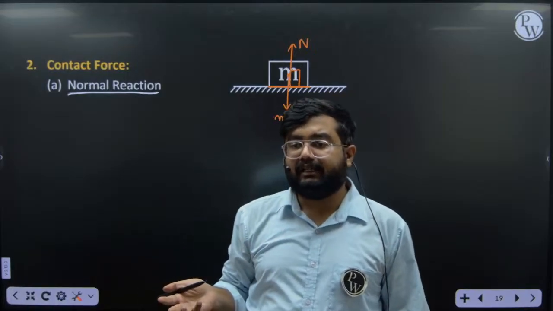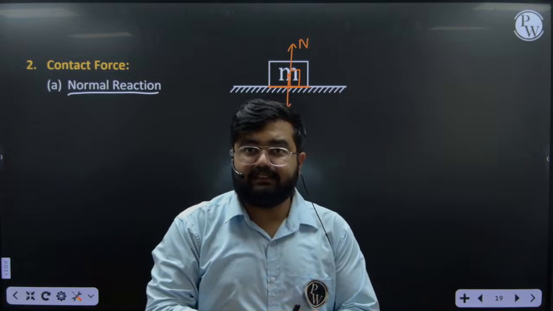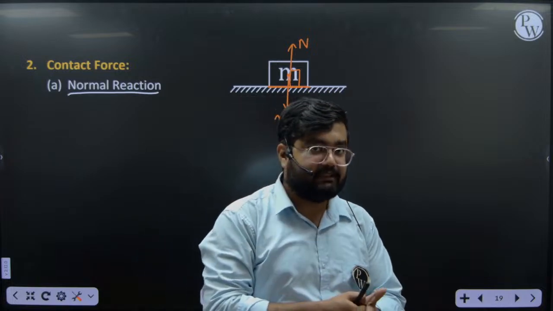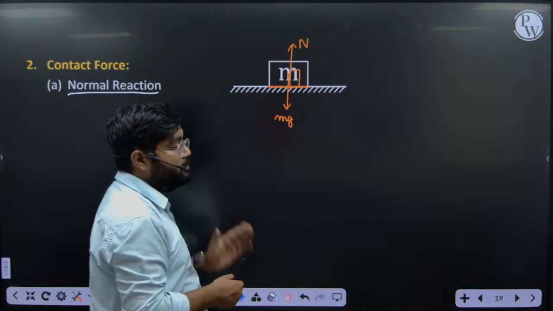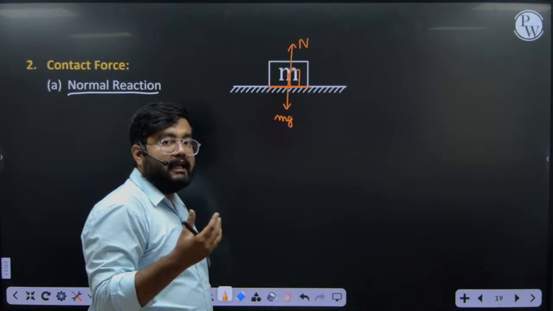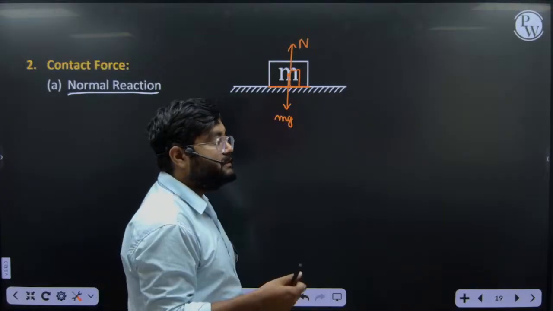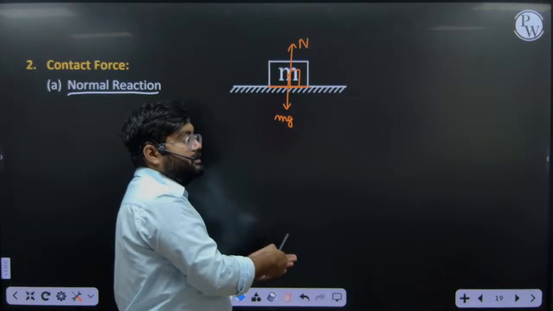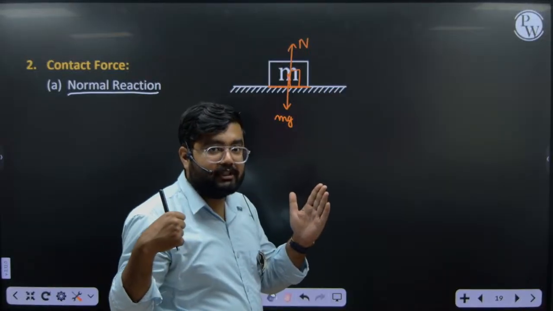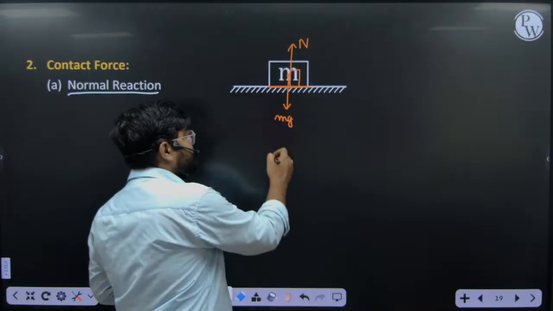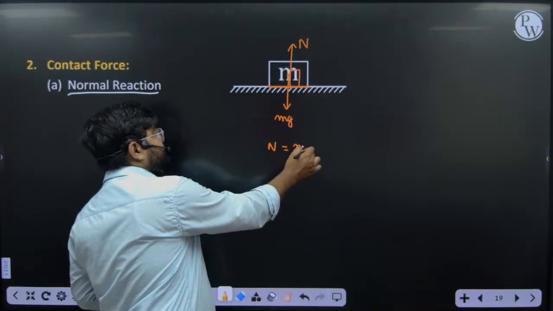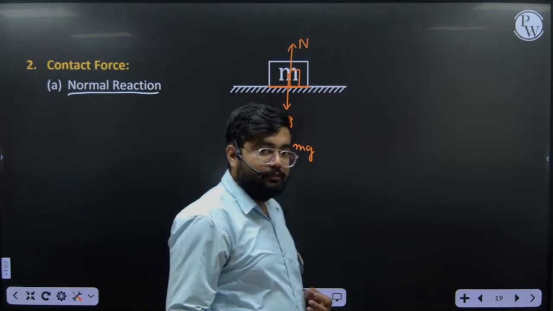Normal is a kind of contact force which arises due to contact between two bodies, and it acts perpendicular to the contact surface. And how much is its value? Such that it inhibits motion, so that the two bodies do not go through each other. So the normal reaction in this case obviously is equal to mg.